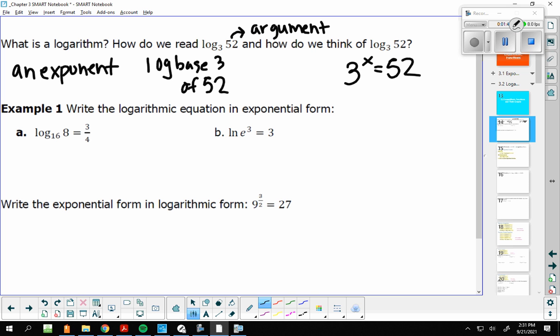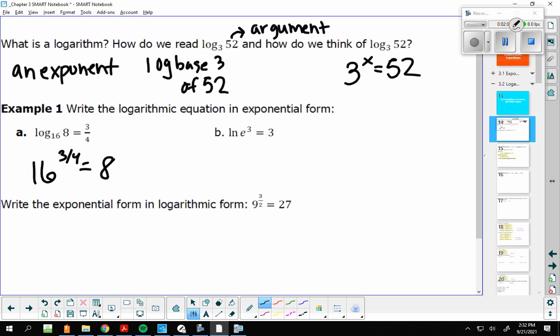So for example, here, write the logarithmic equation in exponential form. So what exponent helps me change 16 into 8? That would be 16 to the 3/4 power is what changes my base into the argument.